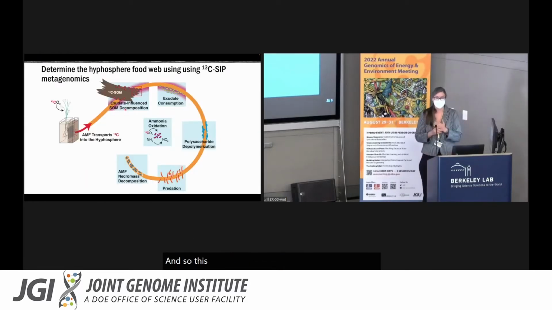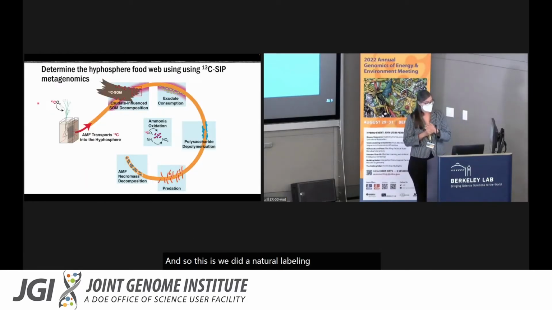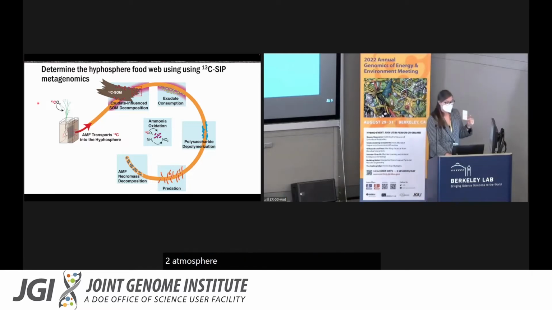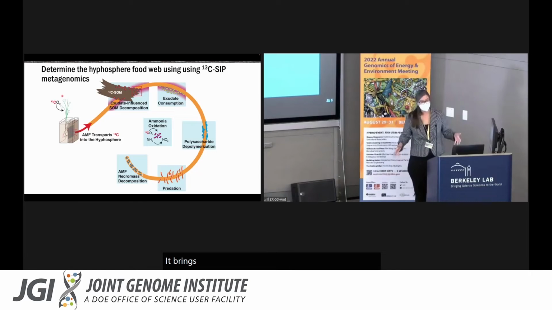And so this is, we did a natural labeling study. So we put grass into a 13CO2 atmosphere. The plant fixes that carbon. It brings it down into its root.